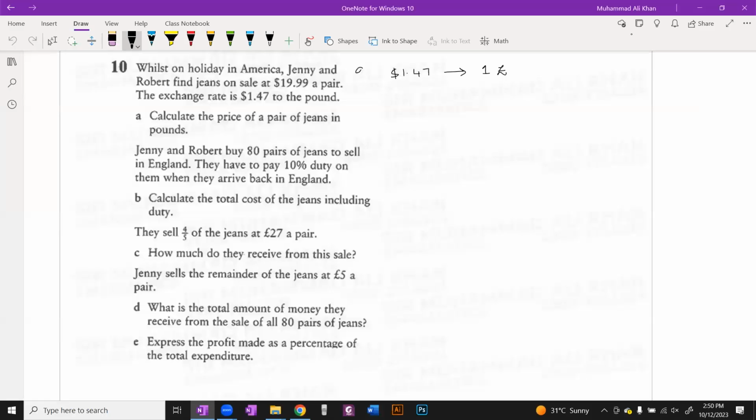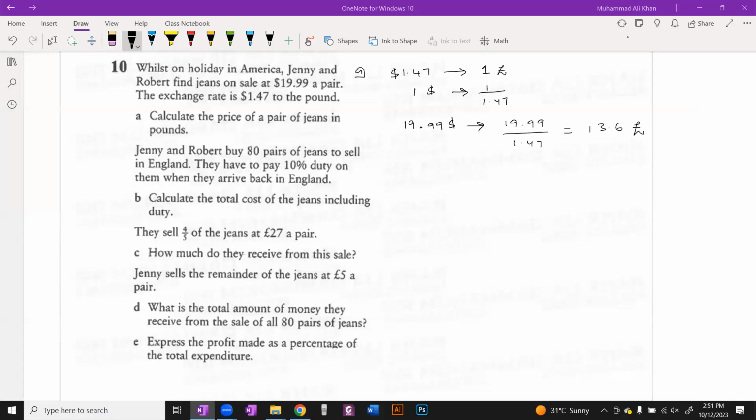Now, in the first part, the exchange rate is $1.47 equals £1. So $1 equals 1 upon 1.47 pounds, and $19.99 equals 19.99 divided by 1.47. What is the answer? 13.6 pounds. ये पेयर कितने का आ गया बेटा? 13.6 पाउंड्स का आ गया.